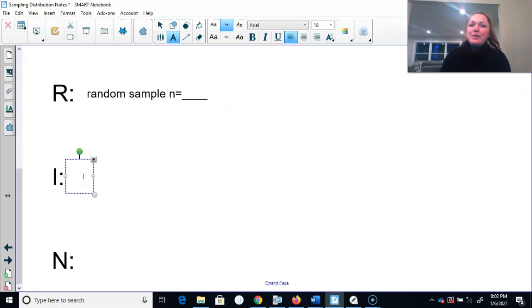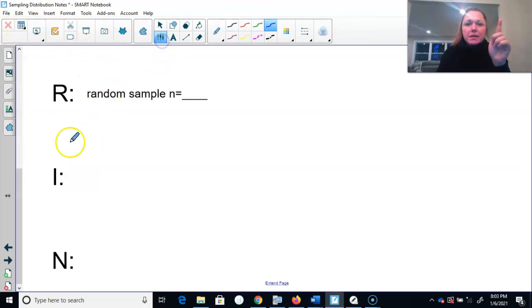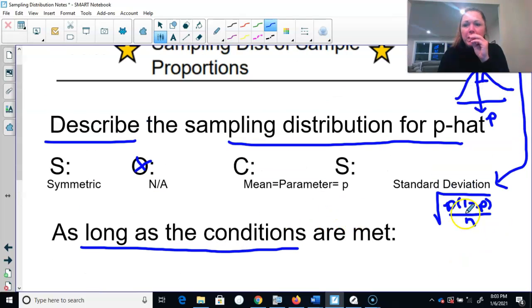We always want things to be random, right? That's going to make sure that it's representative of our population. Independence, ladies and gentlemen, this is key for multiple choice. Please, please, please star this. This independence is the condition that allows us to use the standard deviation. If this condition is met, that means we can use this formula here.